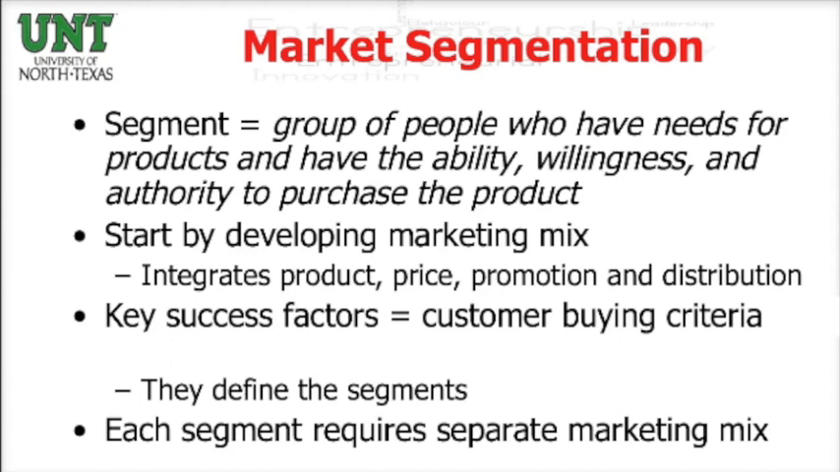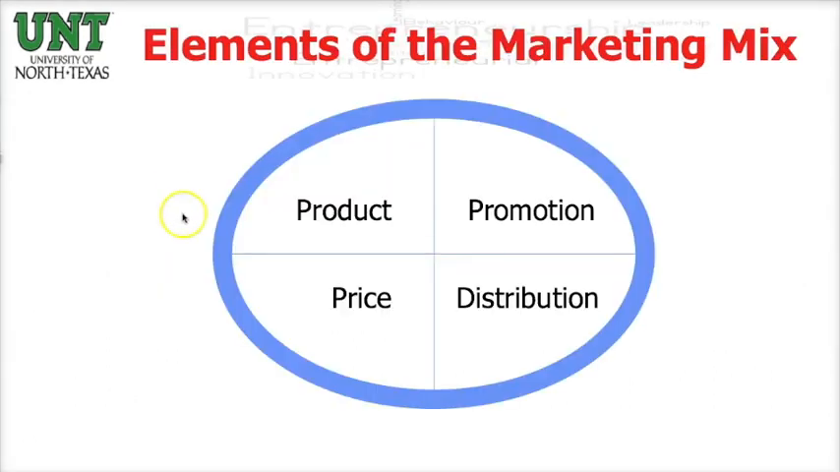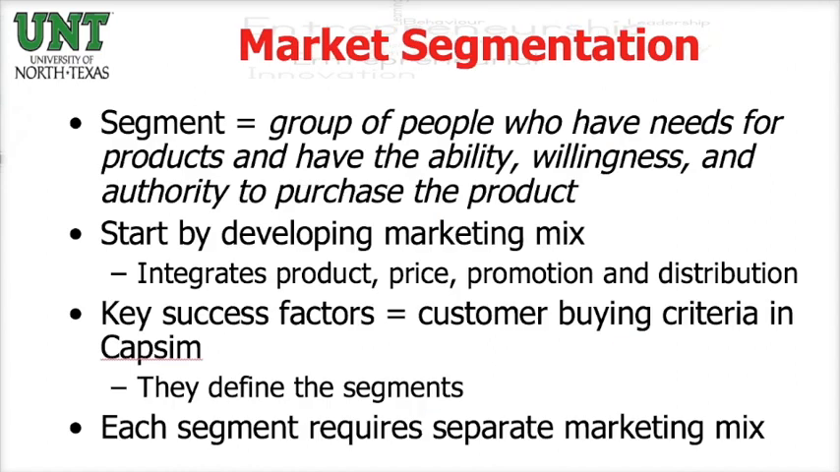So what you do is you start by developing your marketing mix. And when you hear marketing mix, I want you to associate that with product, price, promotion, and distribution. That's what the marketing mix is all about. We're going to actually come back to this slide, but this illustrates it right here. So product, price, promotion, distribution, that all together make up the product mix, or marketing mix. And we're going to explain each one of these one at a time.